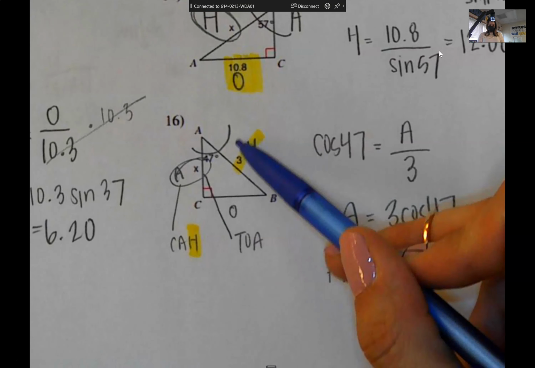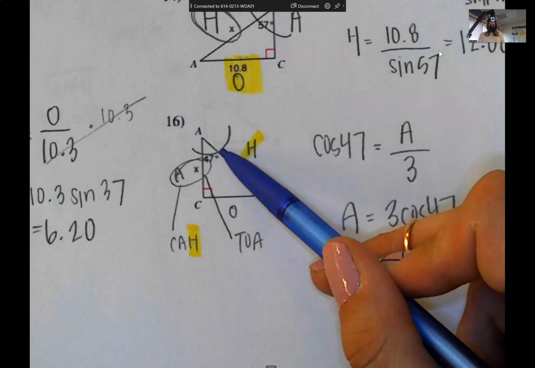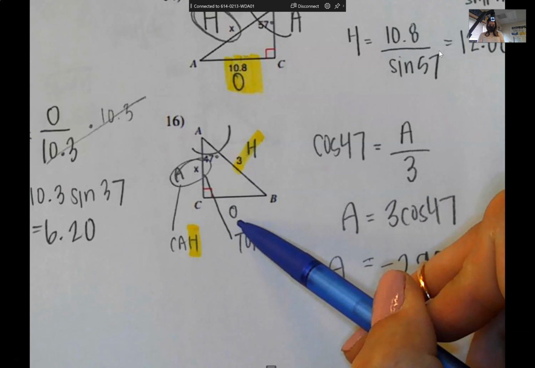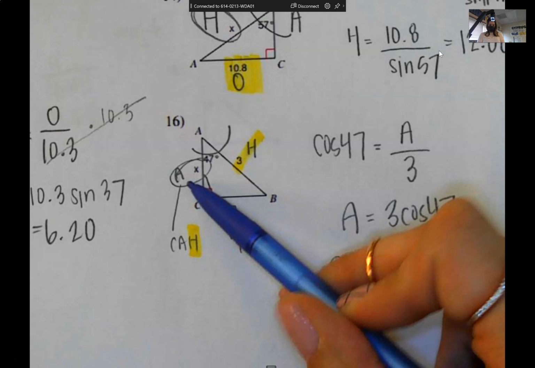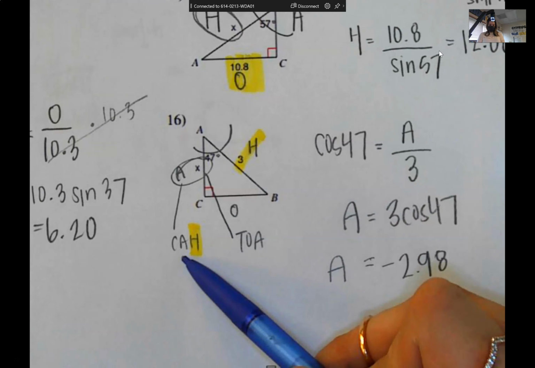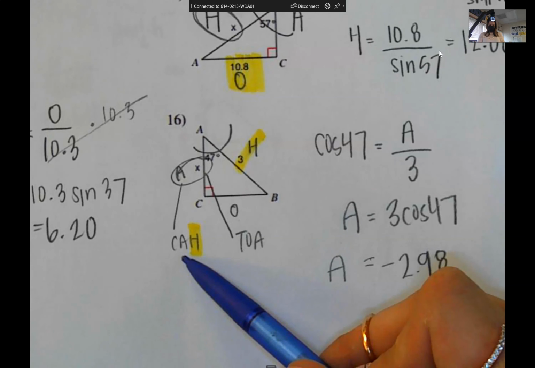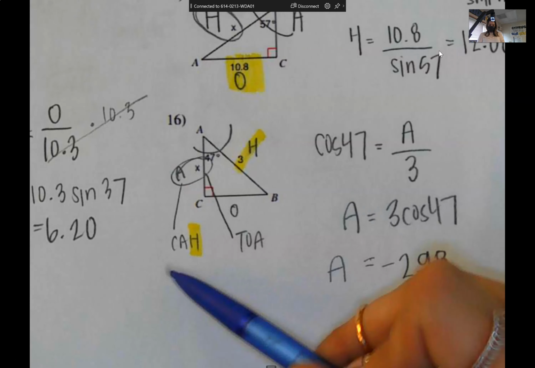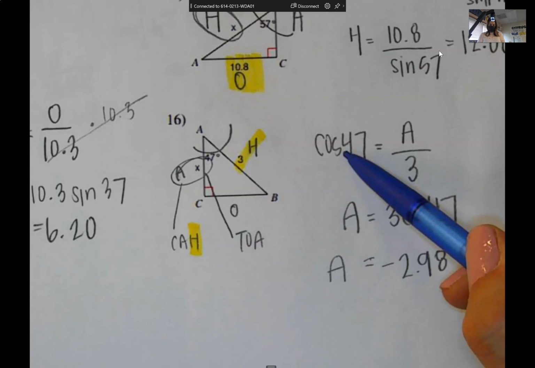That's our thingy doozle. So opposite, hypotenuse, adjacent. They want me to find A. And they gave me H. So that's cosine, right? Yeah.